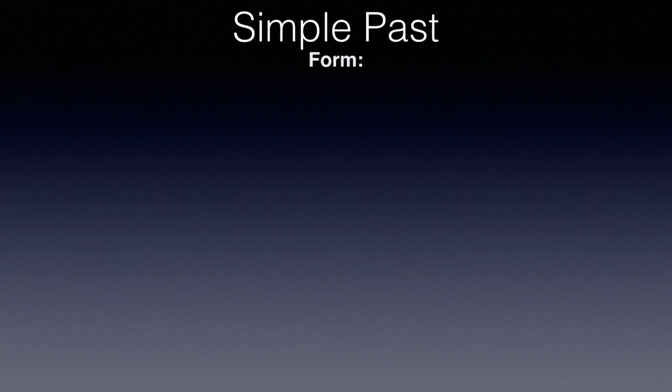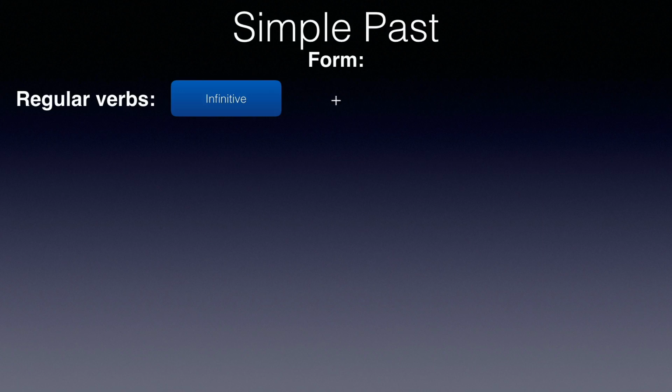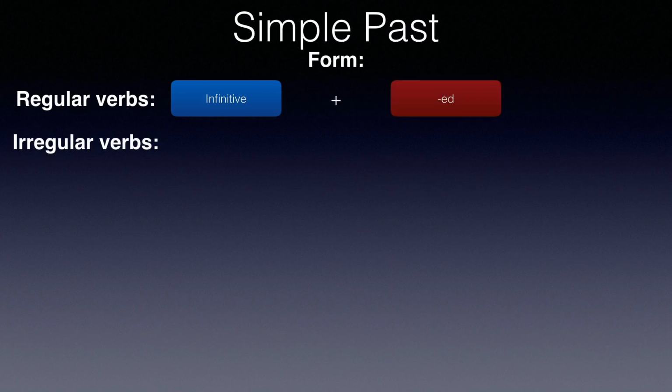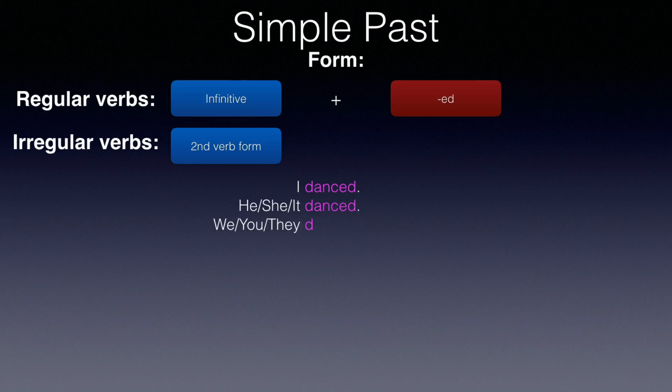What does it look like? What's the form? We've got regular verbs: we use the infinitive and add an -ed. Or we've got the irregular verbs, and we use the second verb form. Example: I danced, he, she, it danced, we danced, you danced, they danced. Or now irregular verbs: I thought, he, she, it thought, and we, you, they thought.